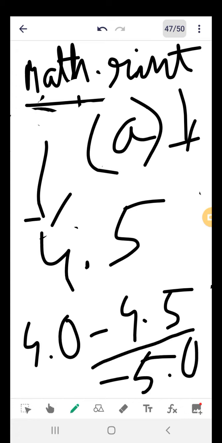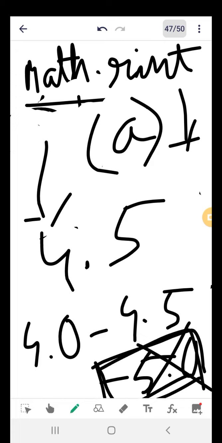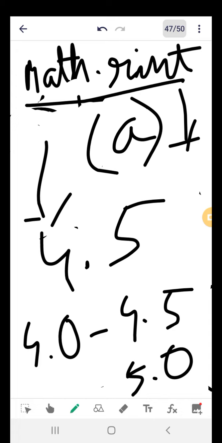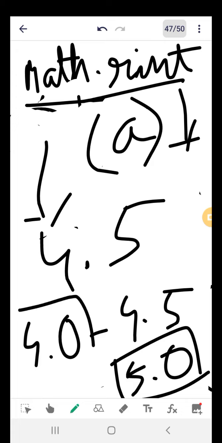If you have guessed the answer will be 5.0, it is wrong. Here the twist is there. The answer would have been either 5.0 or 4.0. Listen to me very carefully. If here it was Math.round, then the answer would be 5.0. But if this is Math.rint, it will take 4.0.